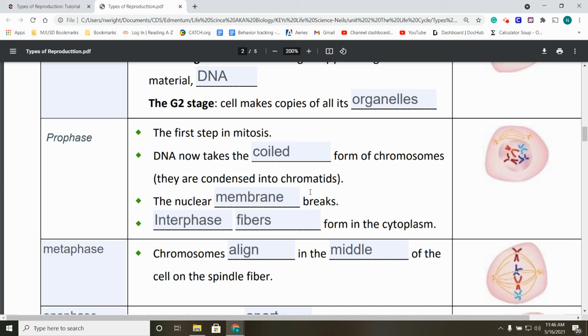The nuclear membrane breaks. Oops. Let's fix this. It's not interphase fibers.